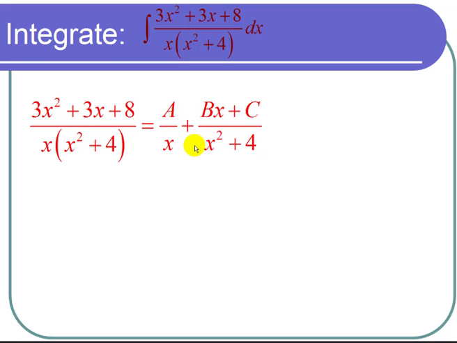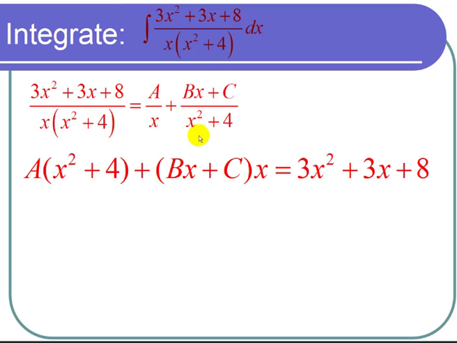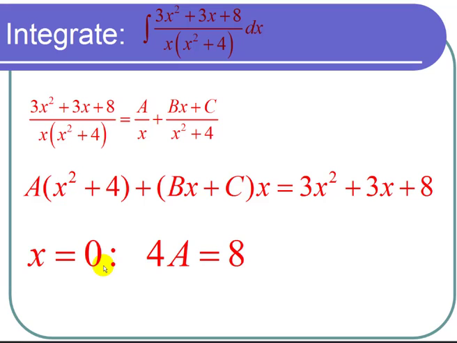So now I put this under a common denominator, and I have A times x squared plus 4, and I'm going to have a Bx plus C times x, and I equate that to the numerator on the left-hand side. So A times x squared plus 4 plus Bx plus C times x is equal to 3x squared plus 3x plus 8. Now if I let x equal 0, 0 squared plus 4 is 4, so I get 4A.